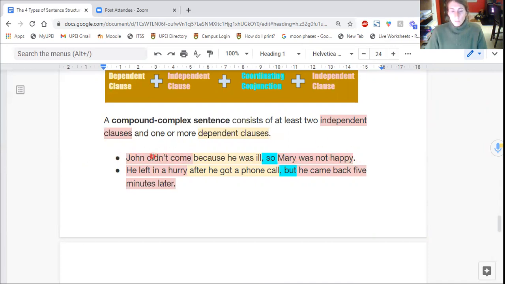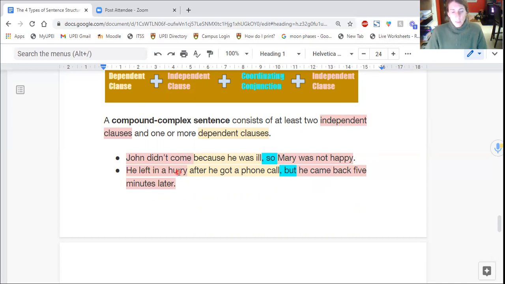John is an independent clause. I get them mixed up too. John is an independent clause. Because he was ill is a dependent clause. So is our coordinating conjunction. Mary was not happy is another independent clause.